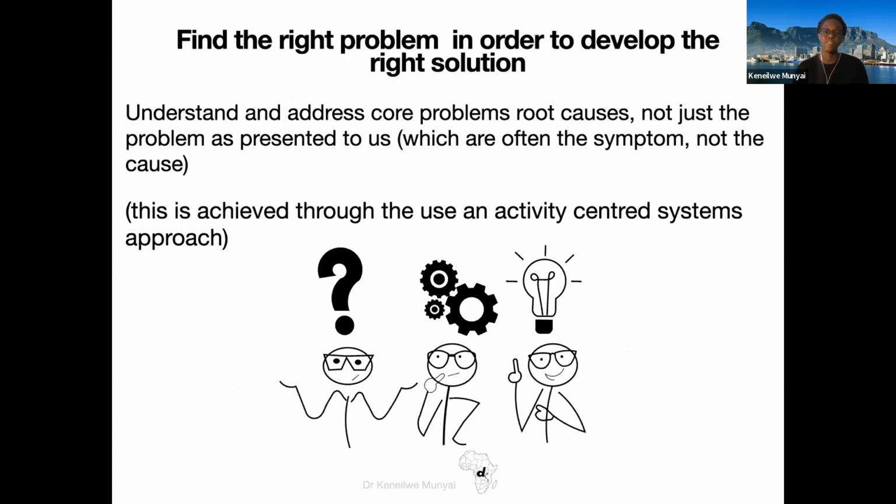So understanding and addressing core problems is about first spending the time to understand what are the root causes. So this is where systems thinking comes into play as well, because it helps us understand what the problem that we are trying to solve is linked to, because often complex problems are linked to other issues. A health issue is not only a health issue, it could be linked to other economic factors and other social issues as well.